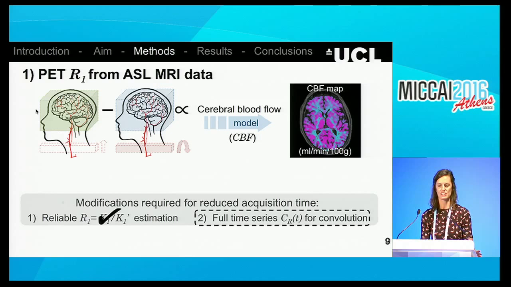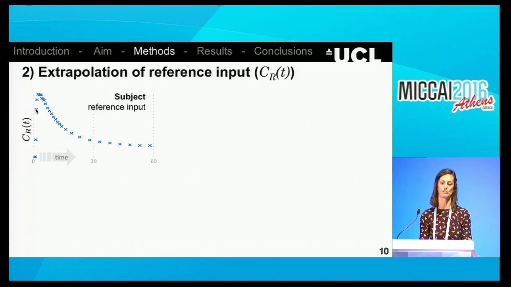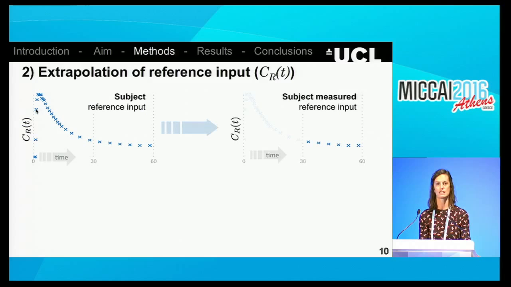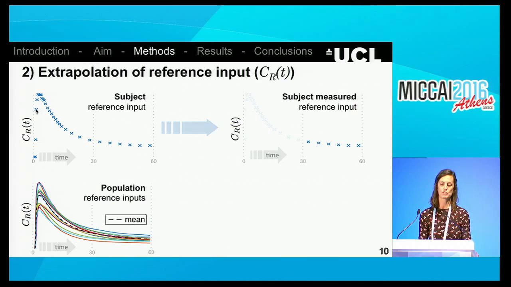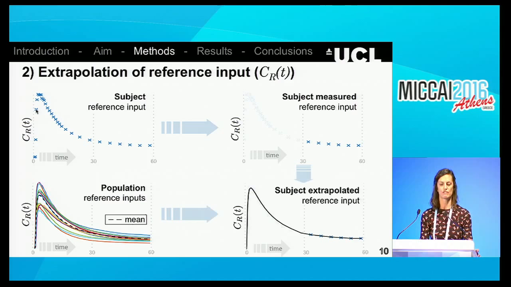So now we need to look at the second modification, where we need the full reference region curve in order to compute our convolution. In this case, we just have that last 30 to 60 minute time point, so we need to derive these early time points from somewhere. Here we took a population of 14 subjects which had the full time series, and we found a mean population reference curve for those subjects. We then scaled the last 30 minutes of that population reference curve to our subjects of interest, and then took those earlier time points from the population reference.